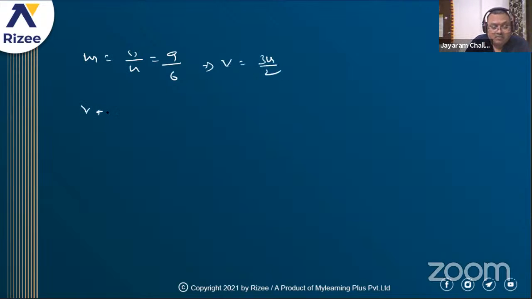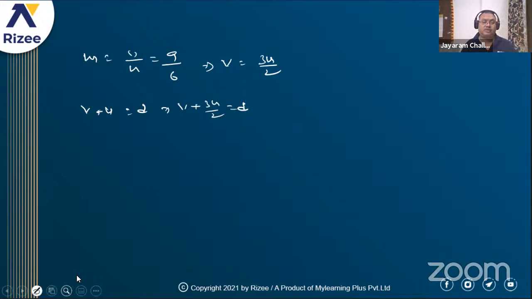So V plus U is equal to D. From this one, V plus 3U by 2 is equal to D. That is the distance between the source and the screen where you are getting the real image. We have replaced the V with these things.